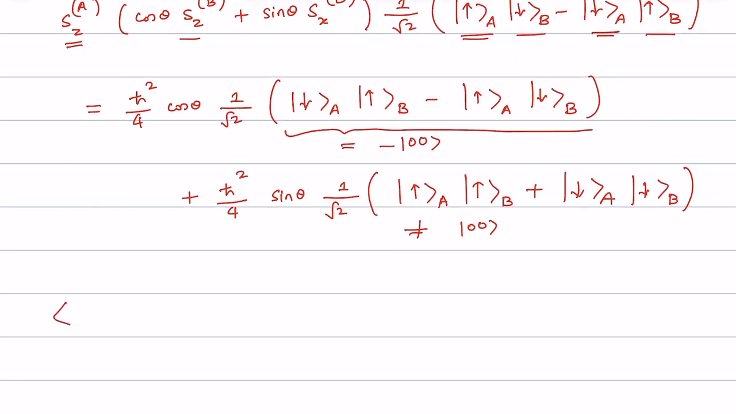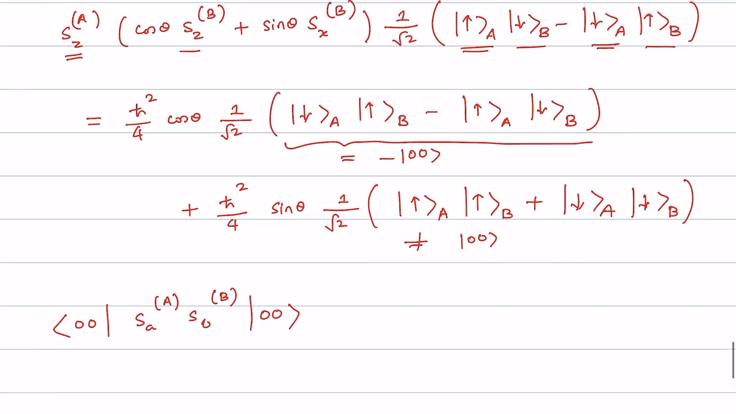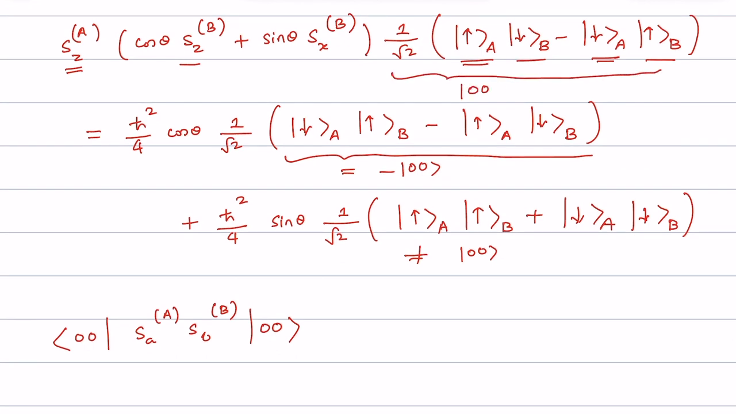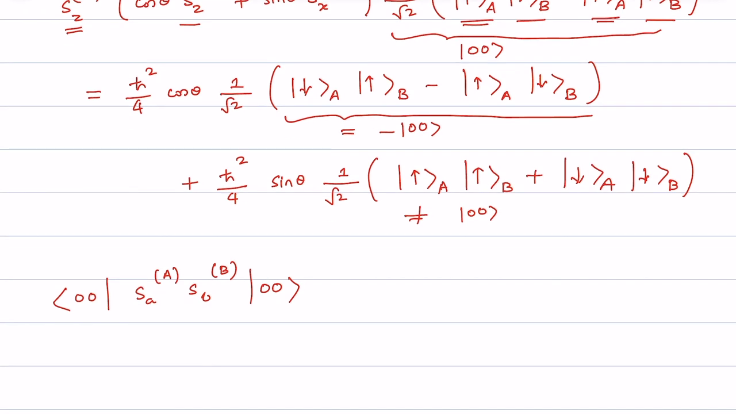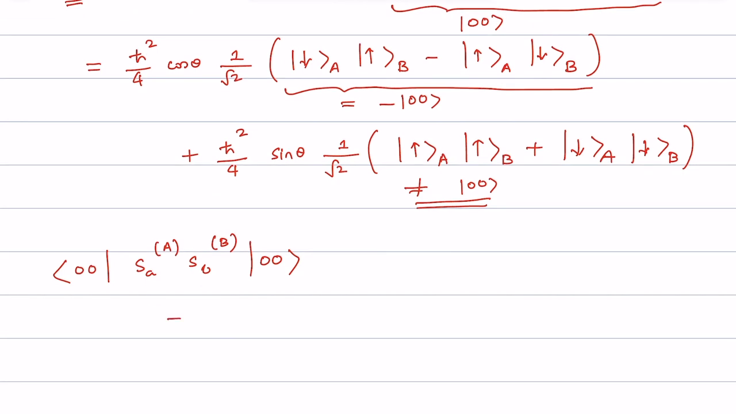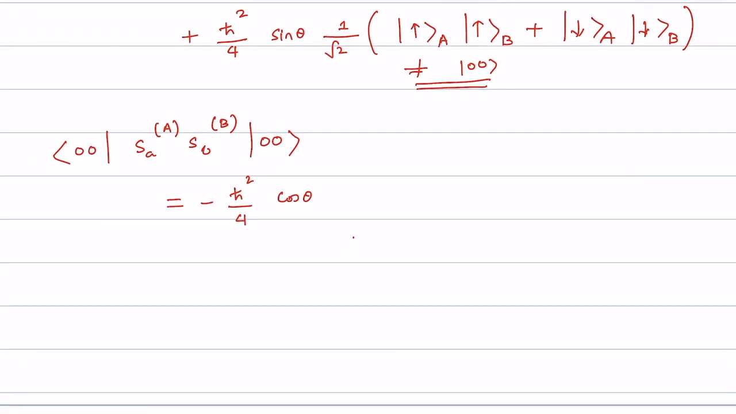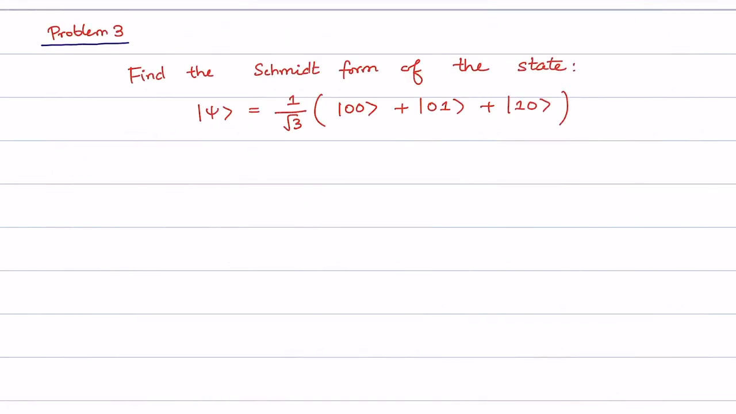So if I now take the inner product with <00|, <00| SA SB |00>, because of the orthogonality, this second part is orthogonal to |00>, so this will land me with the minus sign on the first part, so minus h cross square by 4 cos theta is what I am going to get, and hence I am able to prove the relation. This is a quantum mechanical result. We have discussed this in the context of Bell's inequality, as I have already told you.